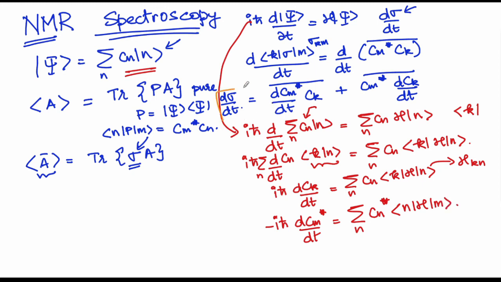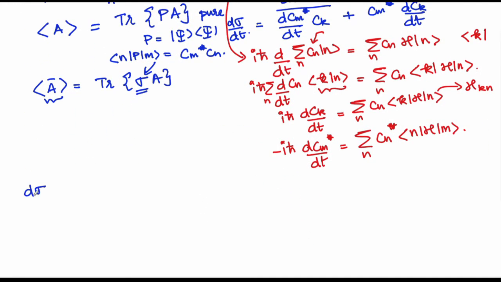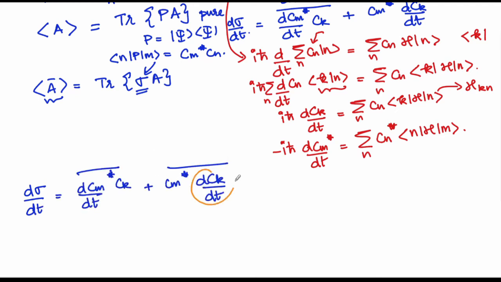Let's try to go from here. Let me rewrite this equation for the sake of simplicity. dσ/dt, and the dc_k/dt is given here, dc_m star/dt is given here. Let's try to incorporate it. If you take it on the right hand side, you are going to get 1 by minus iħ times summation over n c_n star, bra n Hamiltonian ket m.